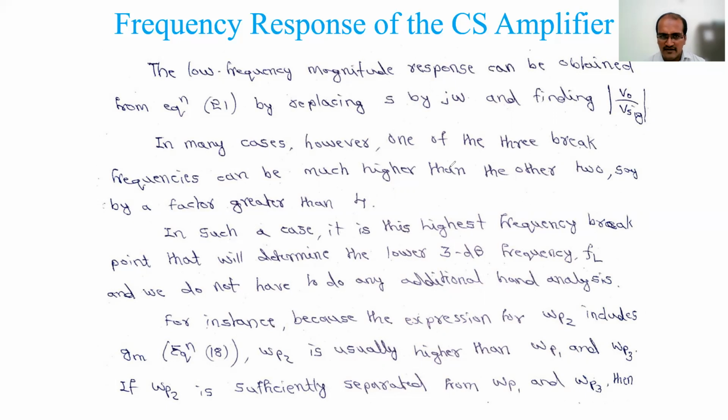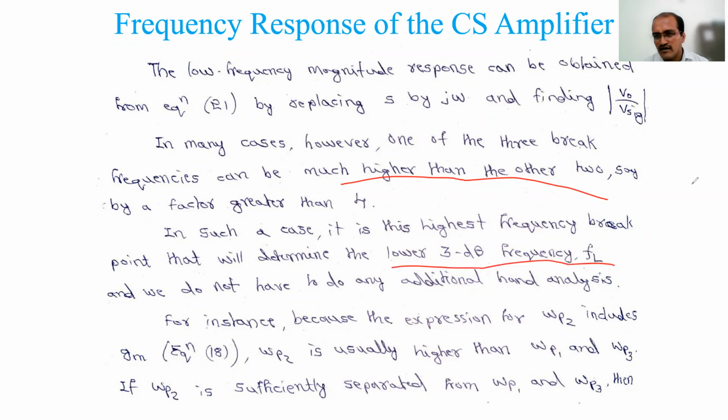Is it going to make any difference adding those to 100, to 101 or 102? No, right? Then what we can do, we can use some approximation. So that is the approximation here. One will be much higher than the other two. In such a case, it is the highest frequency breakpoint that will determine the lower 3 dB frequency.